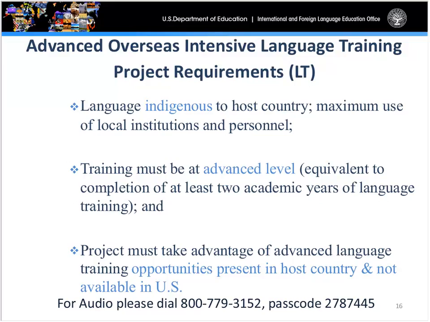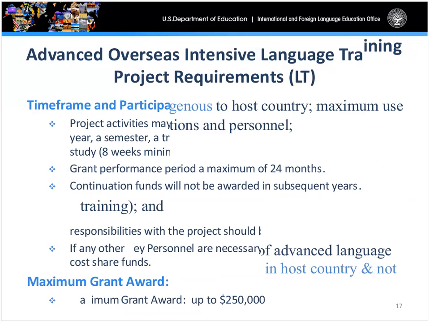So you're going on the project and you have to be in the host country, because what will be available in the host country is not something that you could ascertain here in the States. So those are the four project types.